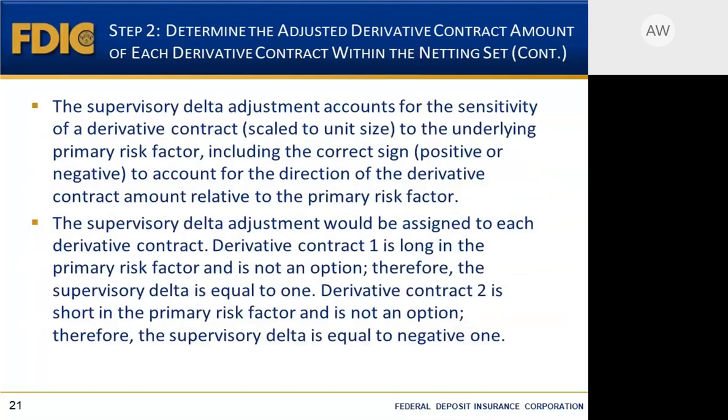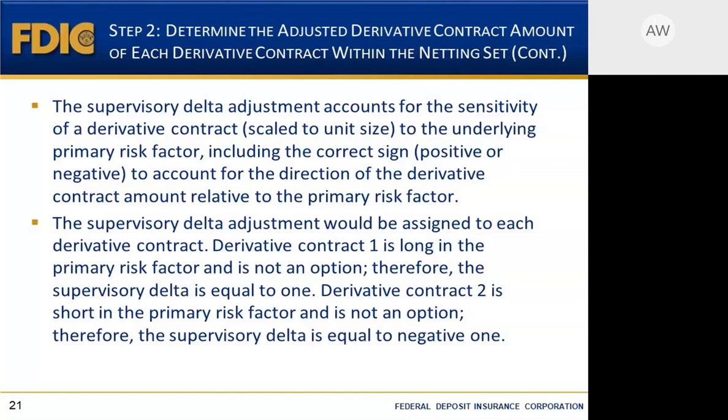After that, we need to look at supervisory delta adjustments. The supervisory delta adjustment accounts for the sensitivity of a derivative contract scaled to unit size to the underlying primary risk factor, including the correct sign, positive or negative, which accounts for the direction of the derivative contract amount relative to the primary risk factor. Derivative contract 1 is long in the primary risk factor and is not an option, and being an option matters a lot in this context. Therefore, the supervisory delta equals 1.